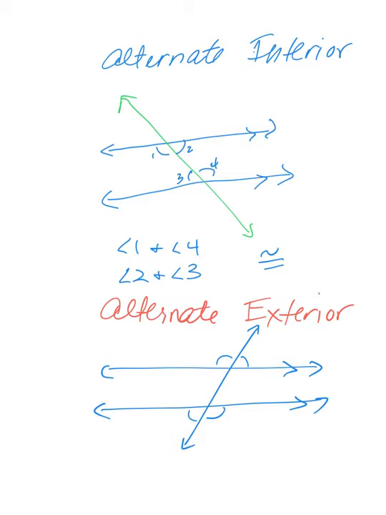So if here is angle 1, 2, 3, and 4, who is angle 1 alternate exterior with? Angle 4. And angle 2, and angle 3. Do you see it clearly? Those, when the lines are parallel, are also congruent to each other.